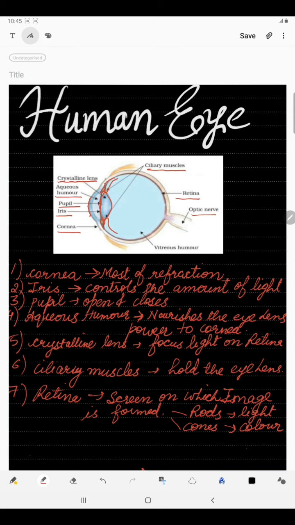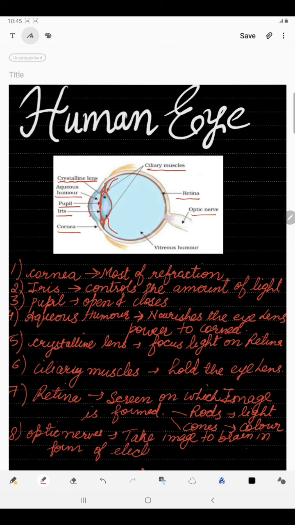Next we have optic nerves. These are the nerves which take the image to the brain in the form of electrical signals.